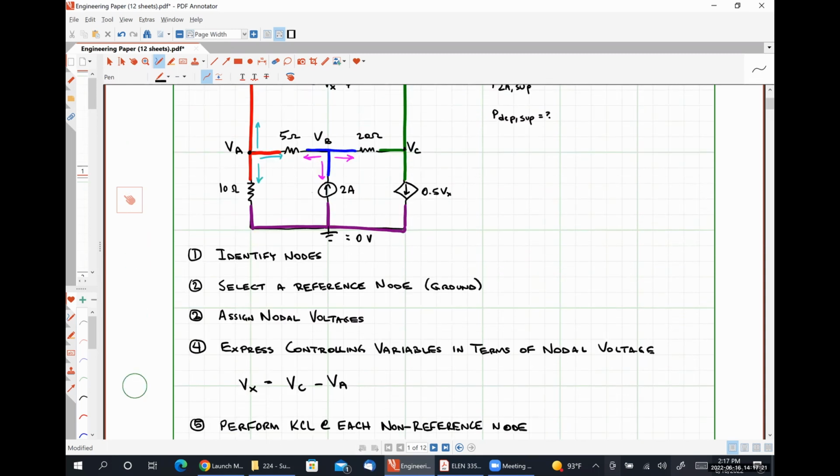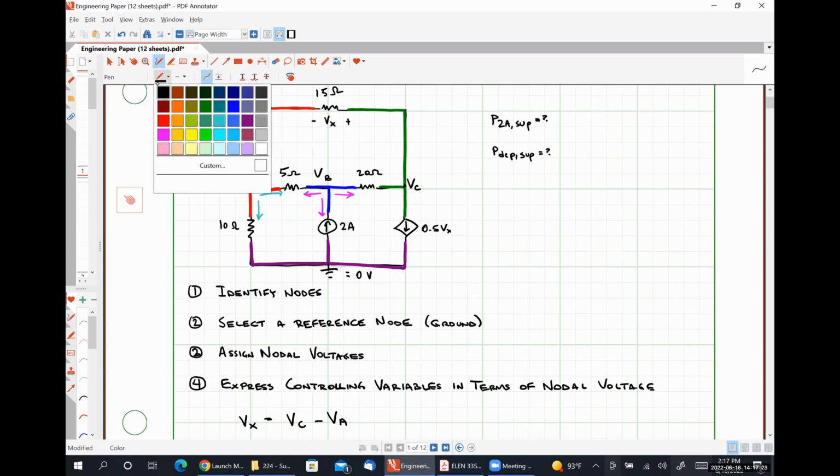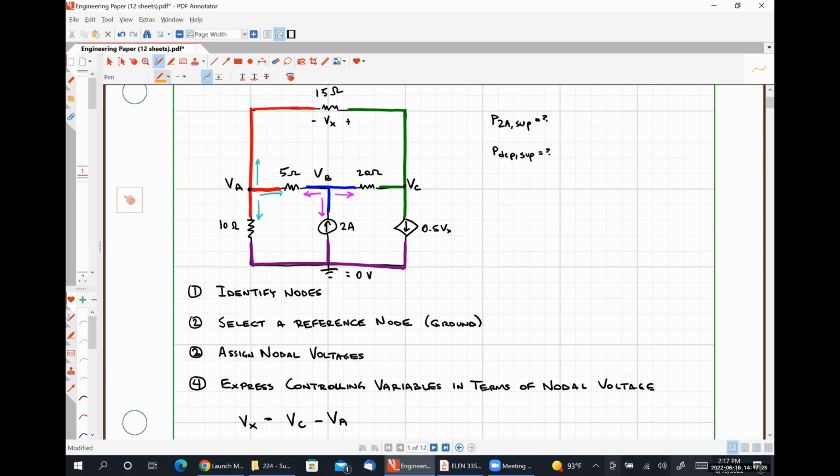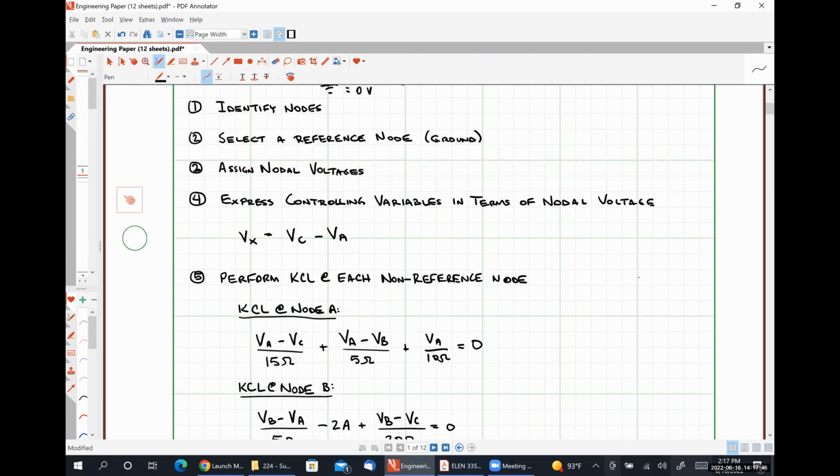So let's scroll back up here, and I'm just going to identify my currents. So I have one flowing to the left through the 20 ohm resistor, one flowing up through the 15 ohm resistor, and one flowing down through my dependent source. So let's start with the one flowing up. That's going to be VC minus VA over 15 ohms.